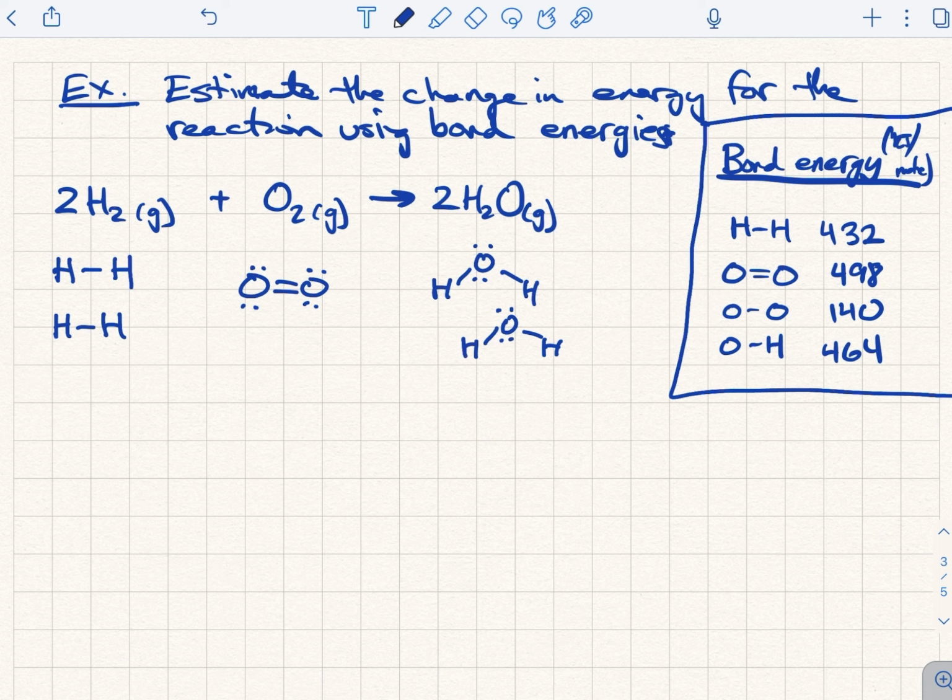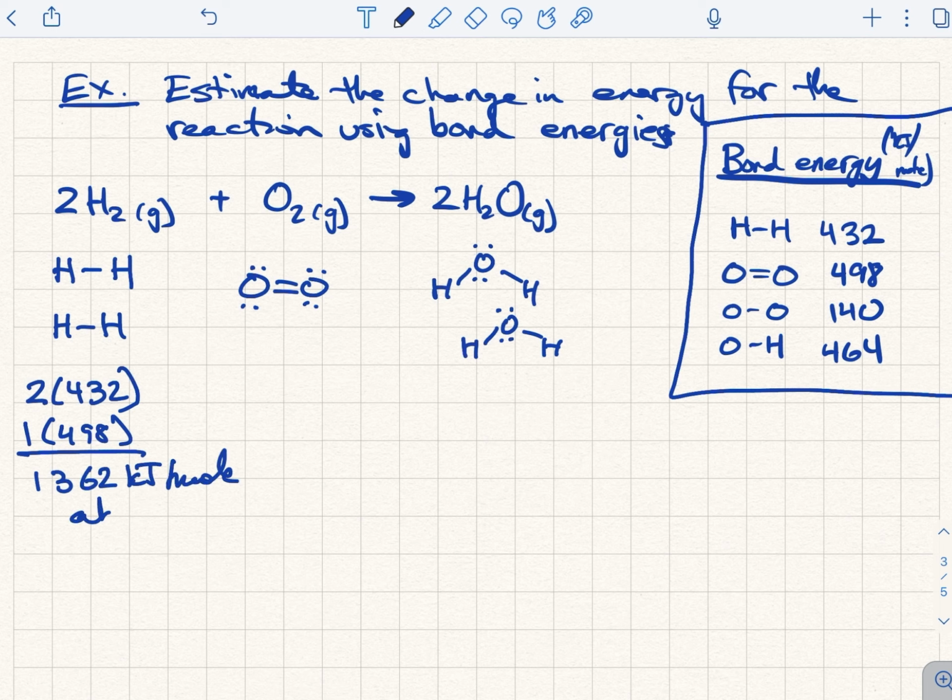So now let's look at how much energy is absorbed or released here. So we've got, over here, two hydrogen to hydrogen bonds that are getting broken. And we have one oxygen double bond that's getting broken. So altogether, we have, pull out my calculator here, 2 times 432 plus 498. That gives us 1,362 kilojoules per mole. That's being absorbed, right?